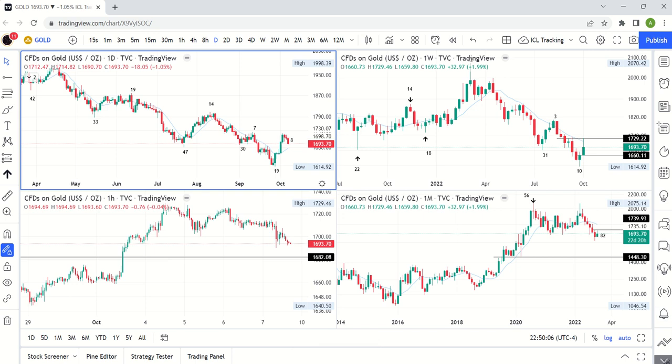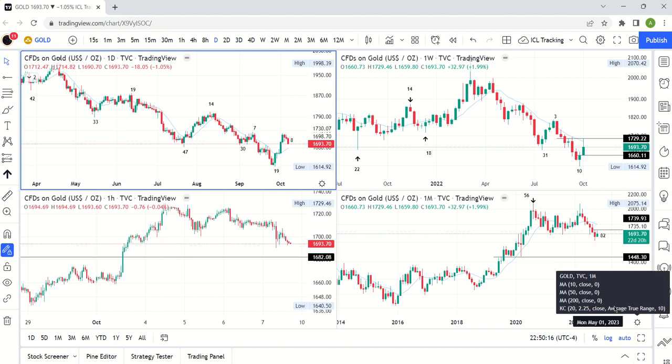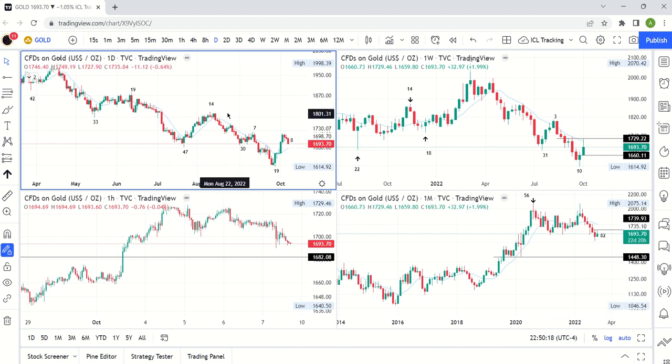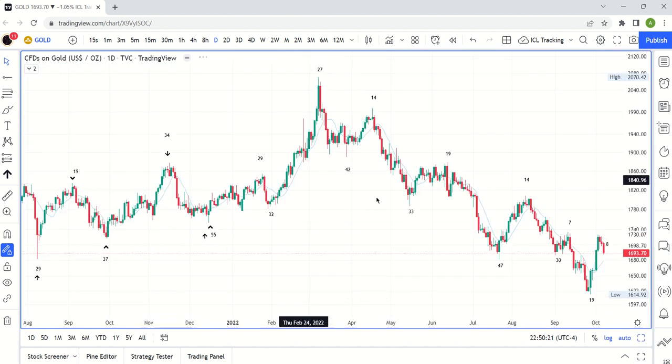This is where we time the market without predicting it, because we use price action to identify trend reversals and get in early in the trend. Not at the bottom, because it's impossible to do that consistently, but early. And so we're going to look at the precious metals today. We're going to start with gold.